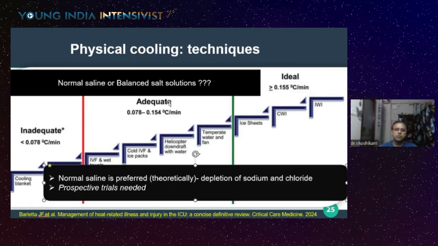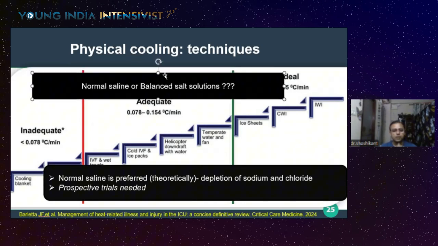When it comes to which fluid we should consider while cooling the patient through IV infusion, should we use normal saline or balanced salt solutions? Theoretically normal saline looks a better option, because in a patient with heat stroke there is loss of sodium and chloride via sweat. But again, which one is optimal, normal saline or balanced salt solution? We need prospective trials.